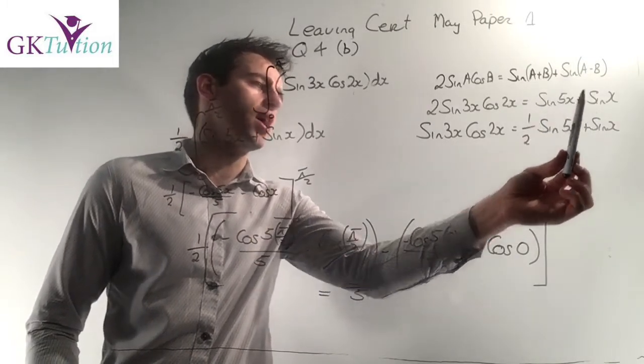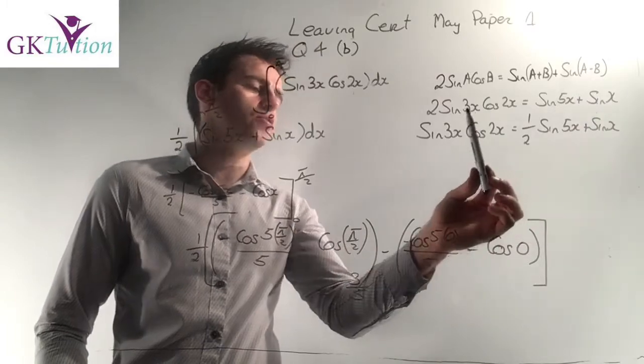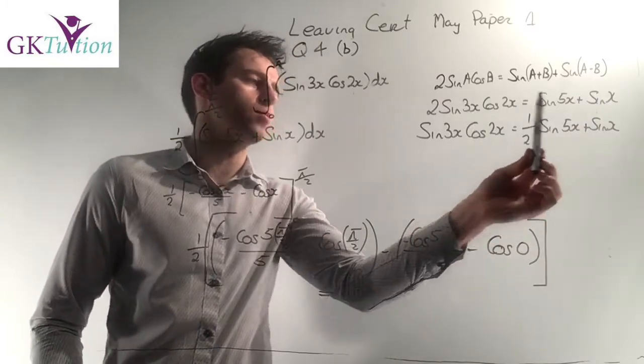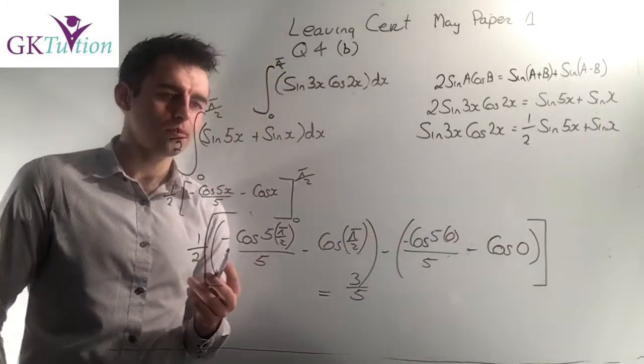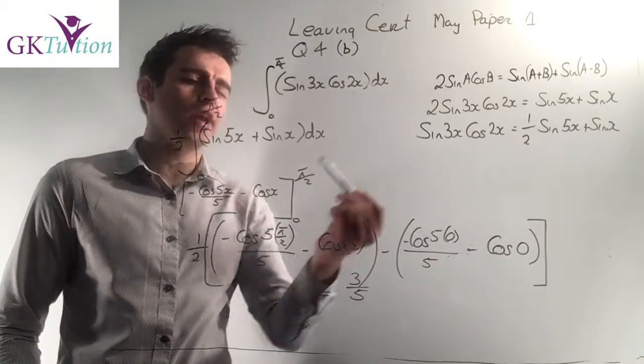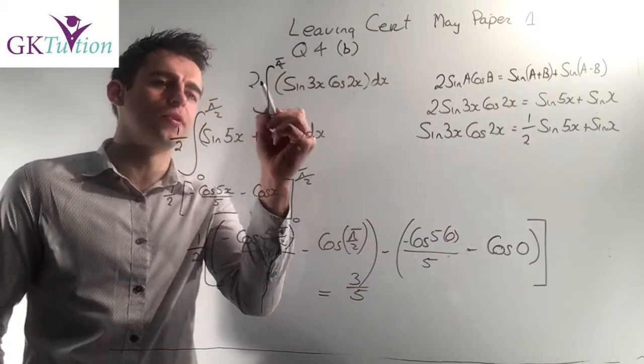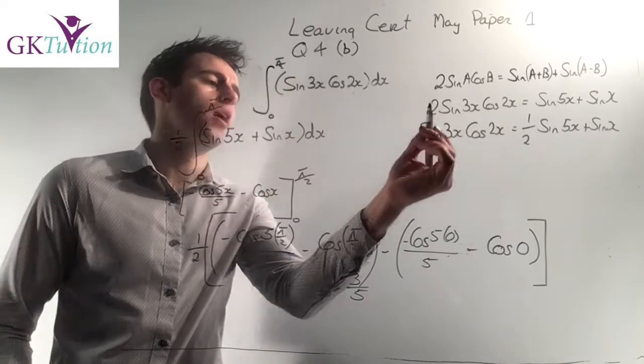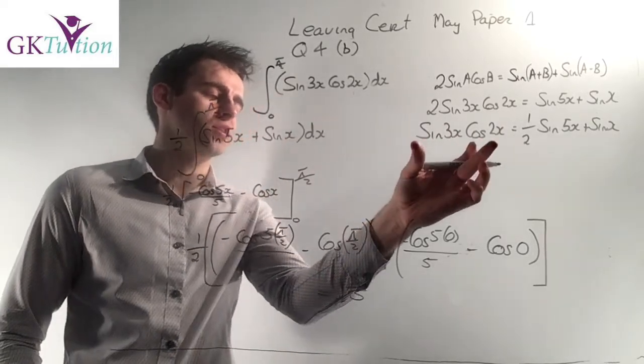You add the angles together and then you subtract the angles. Add 3x and 2x, you get 5x. 3x minus 2x, I get 1x. But we don't have 2 sine 3x cos 2x. There's no 2 in front of it, so I can't use that. I've only got 1 sine 3x cos 2x.